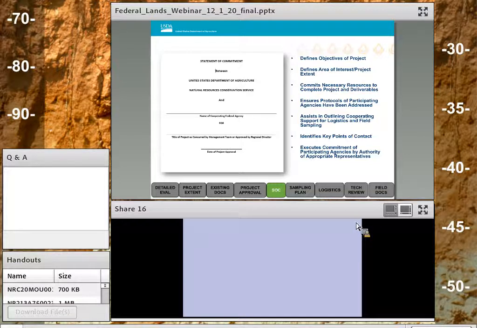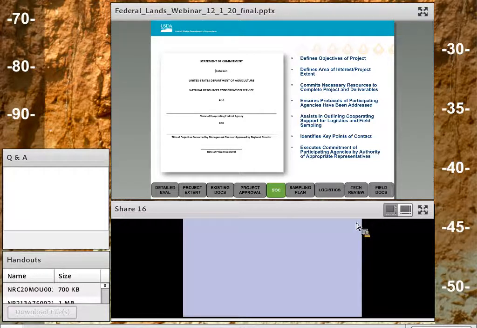Okay. As we continue on, I'm going to go through a sample statement of commitment. But as we talked about before, the statement of commitment defines the objectives of the project, defines area of interest and the project extent, commits the necessary resources to complete project and deliverables, and ensures the protocols of participating agencies or entities have been addressed. It outlines the cooperating support for logistics and field sampling, identifies key points of contact, and executes the commitment of participating agencies through authority of appropriate representative.